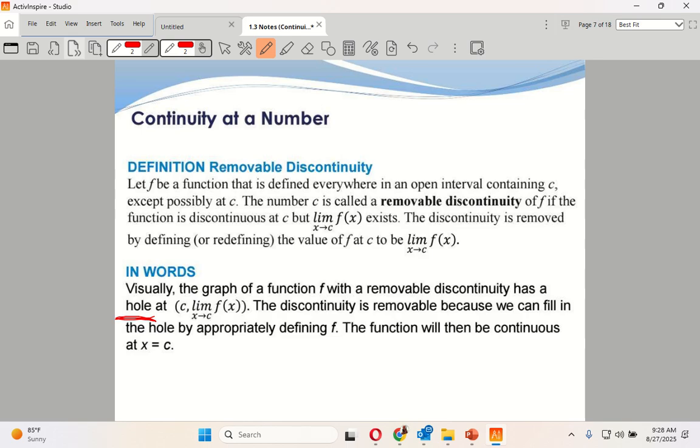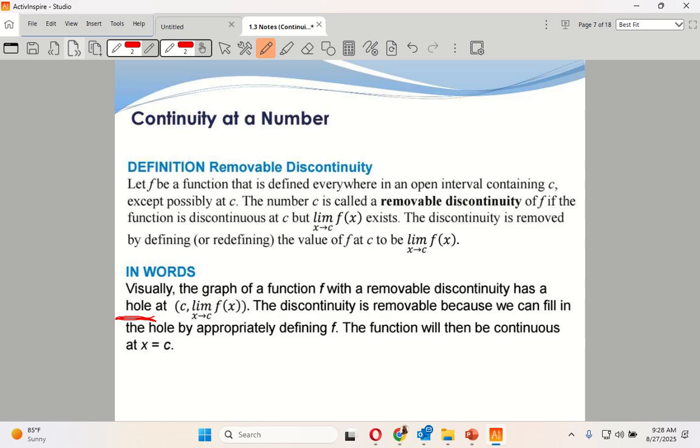One more time. It is called a removable discontinuity, because we could fill in the hole by appropriately defining f, and the function will then be continuous at x equals c. Yes, Becca. Okay, so now, for it to be continuous, all three things have to happen. Left side, right side, and f of c is equal to the limit. Okay?